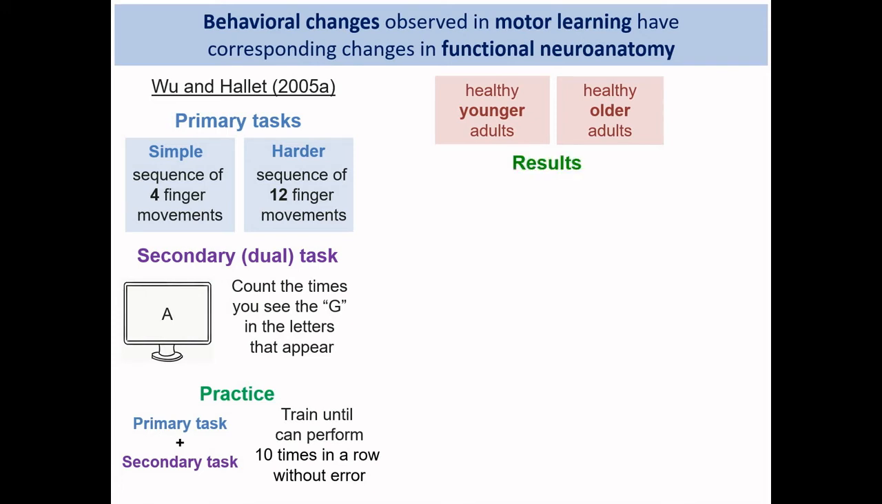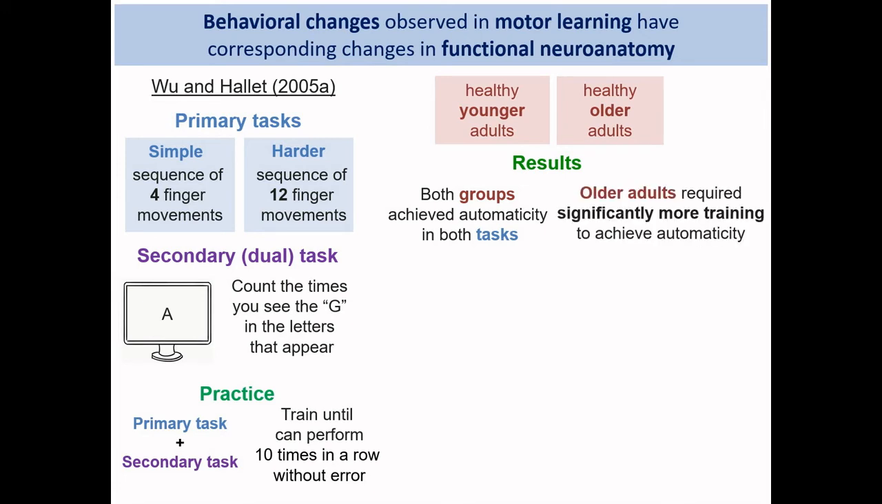Let's look at the results of this research. After practicing the task, both the healthy younger adults and the healthy older adults achieved automaticity. As you might have guessed, the older adults required significantly more training to achieve automaticity.